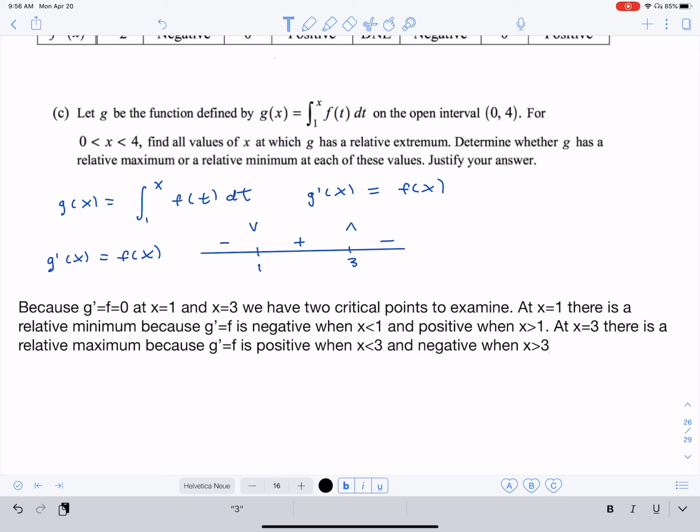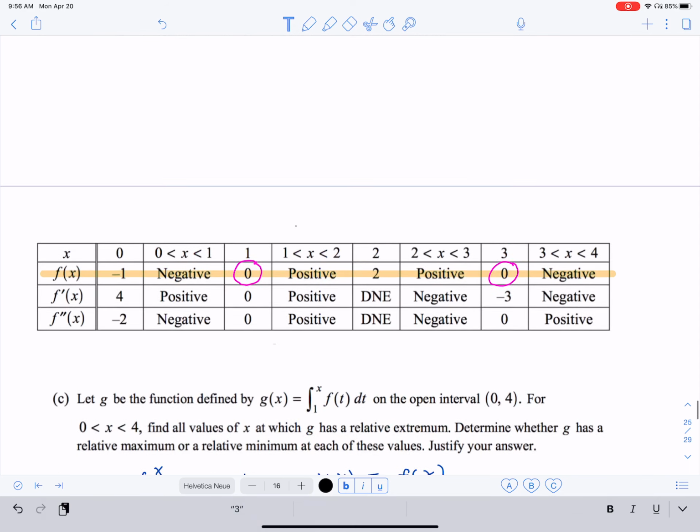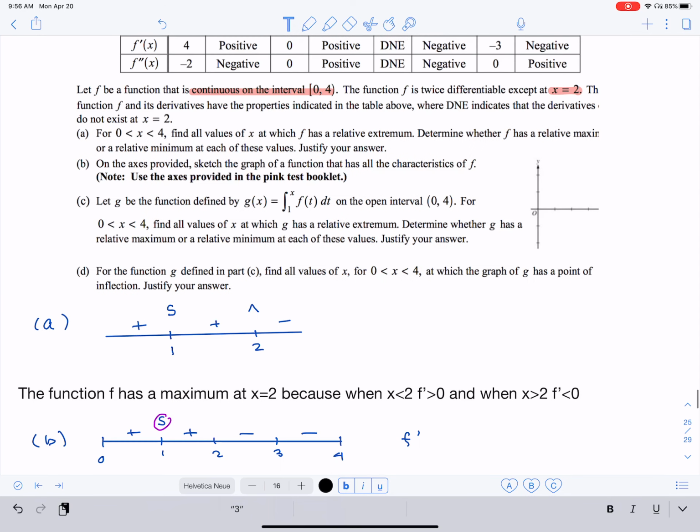So let's just make sure before I continue there. I wanted to basically show that it changed signs at x equals 1 and x equals 3. At x equals 1, I said there was a relative minimum because it went from negative to positive. That's correct. And at x equals 3, there's a relative maximum because it went from positive to negative. Okay, let's move on to letter D. Let's go grab letter D.